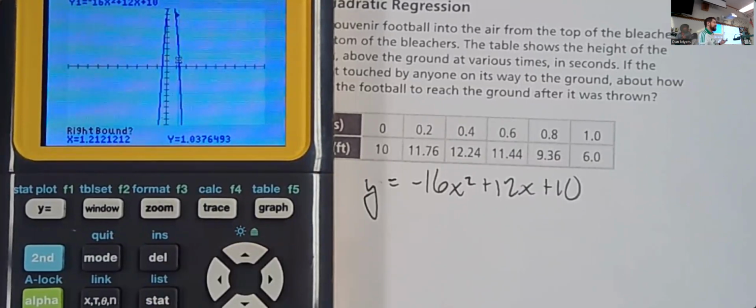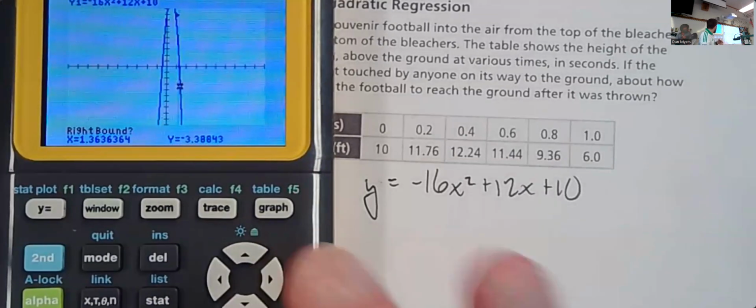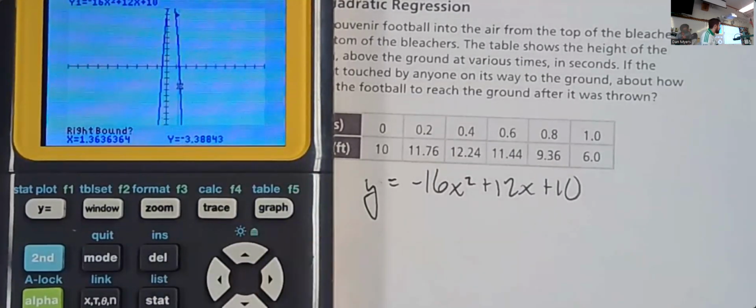And then it's going to say right bound. And then you're going to keep scrolling to the right until you're underneath the x-axis. So there's our right bound there.